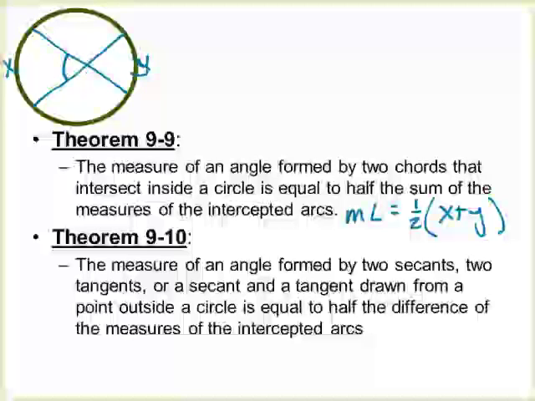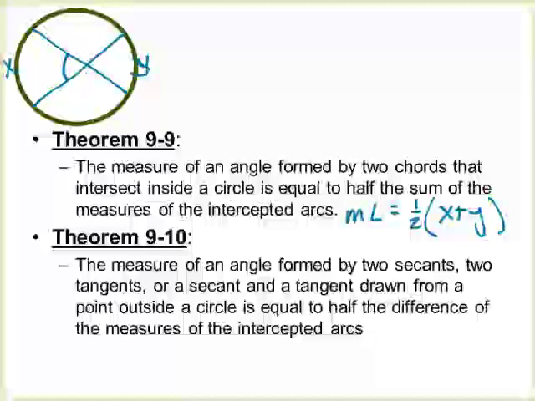In math, if I have two things and I add them up and then I divide by 2, what's another way of saying that? What word means half the sum of two things? The average of them. So what this theorem is really saying is that that angle is equal to the average of the two arcs that are cut off. Okay.